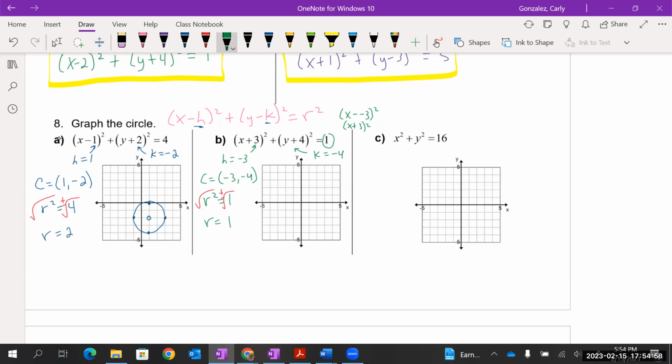So now our center's at the point -3, -4. And then from that center, we will go up 1, down 1, left 1, and right 1, and draw our circle.